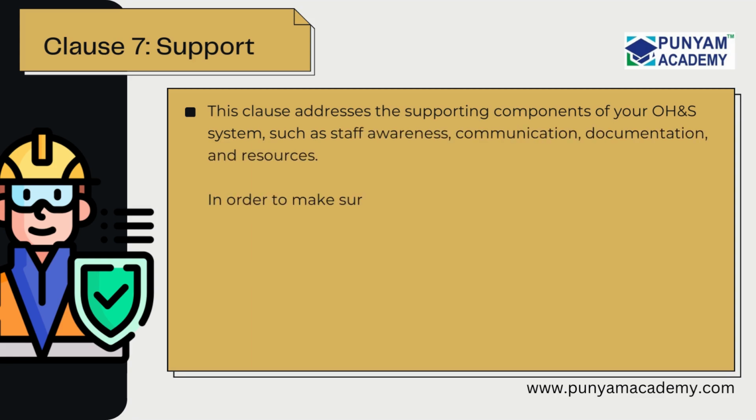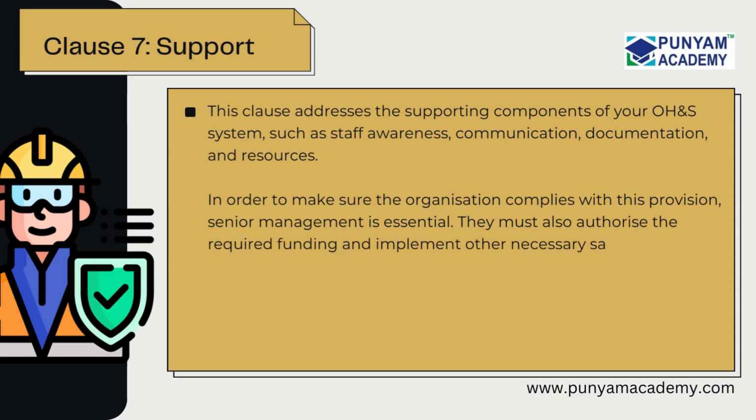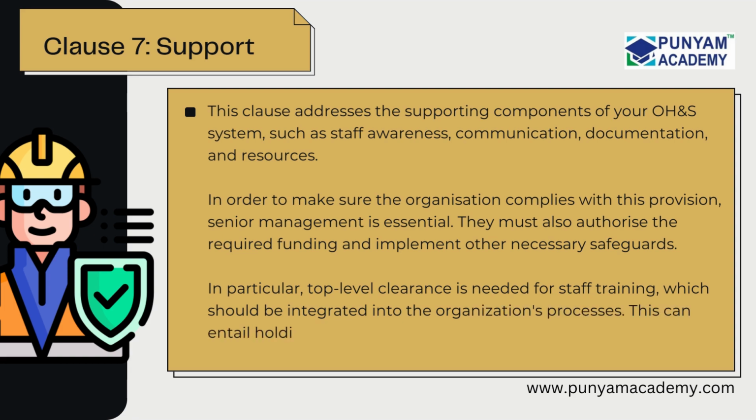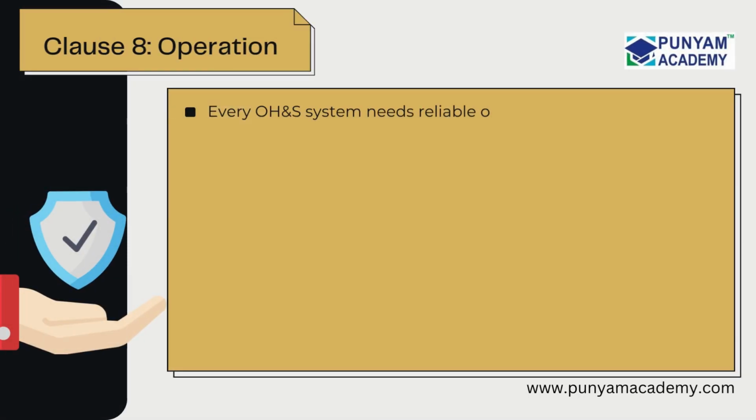and resources. In order to make sure the organization complies with this provision, senior management is essential. They must also authorize the required funding and implement other necessary safeguards. In particular, top-level clearance is needed for staff training, which should be integrated into the organization's processes. This can entail holding practice exercises and training sessions at regular intervals to make sure that staff members obey your rules.